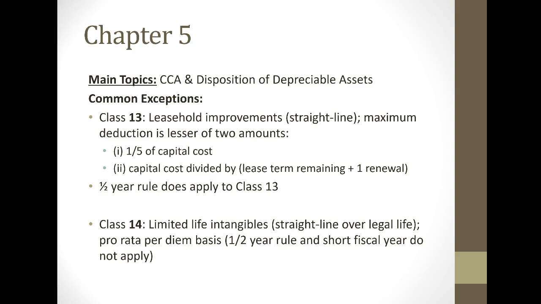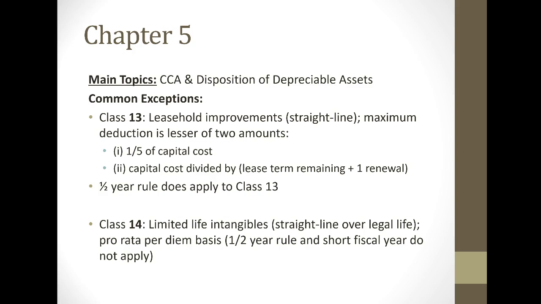Now, the short fiscal year rule basically would be the first year of a business or the last year where they don't have a full fiscal year. And the half-year rule once again applies when you add assets into a particular class. With Class 14, for example, when an asset is added to Class 14, it's basically calculated once again over a straight line basis over the legal life, and it's prorated based on the number of days that the asset was in use for that particular year. So just keep in mind that Class 13, Class 14 are exceptions to the declining balance calculations for CCA.